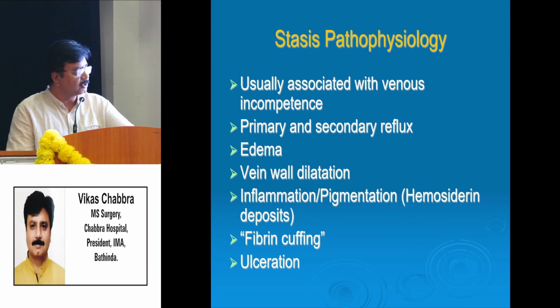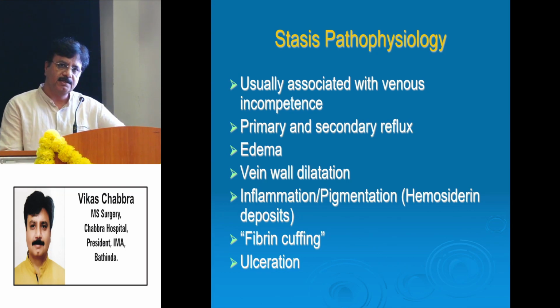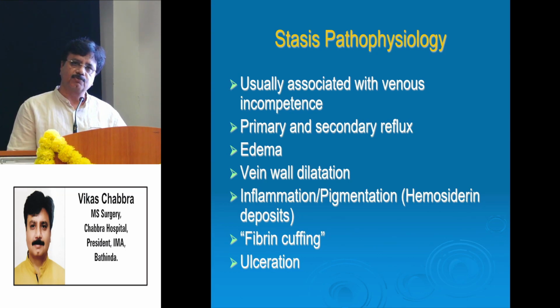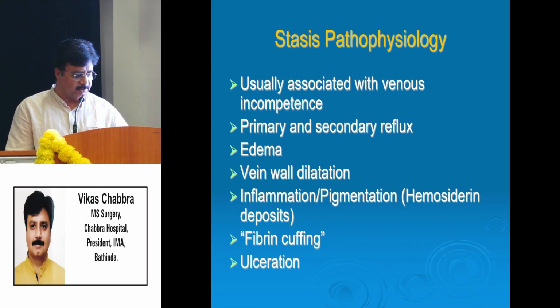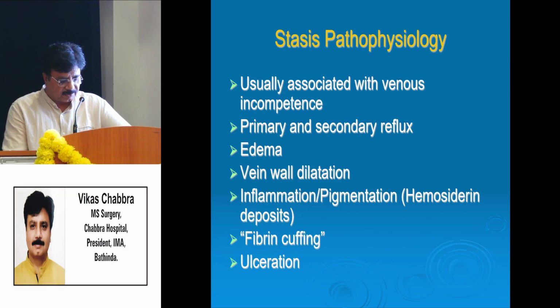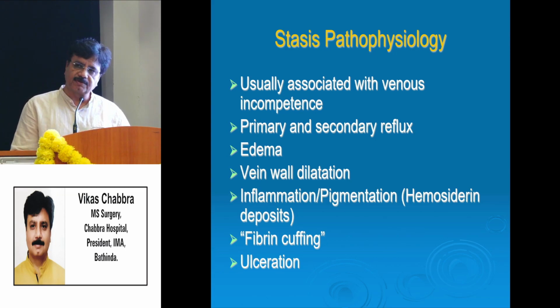Now, coming to the pathophysiology of the varicose vein, usually it is associated with venous incompetency. The valves in superficial veins become incompetent, and instead of going to the heart, blood starts pooling in the superficial veins, and they become tortuous. This leads to primary and secondary reflux, edema develops, vein walls dilate, and inflammation and pigmentation occur around the veins in the skin because of deposition of hemosiderin, which ultimately leads to fibrin cuffing and ulceration in the skin.